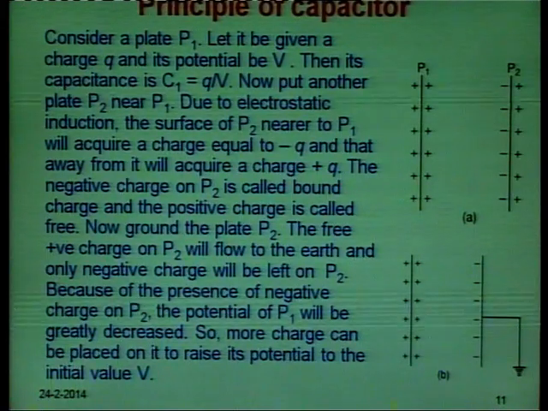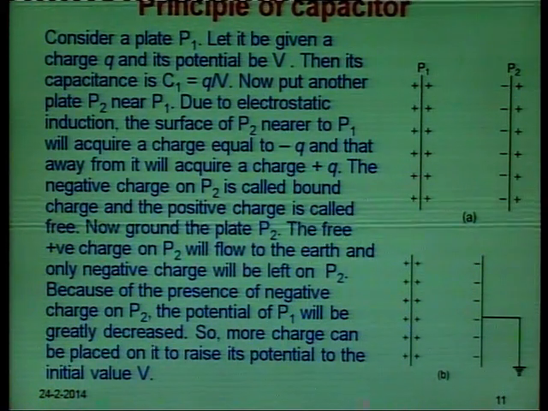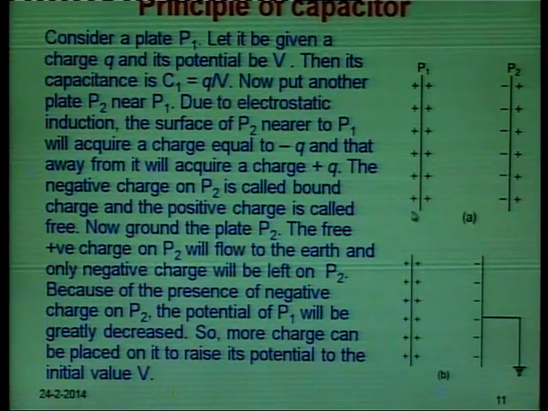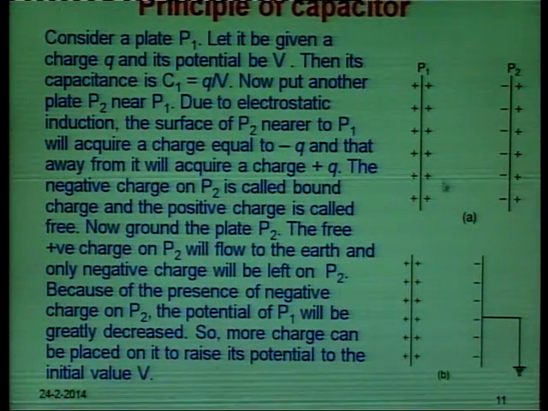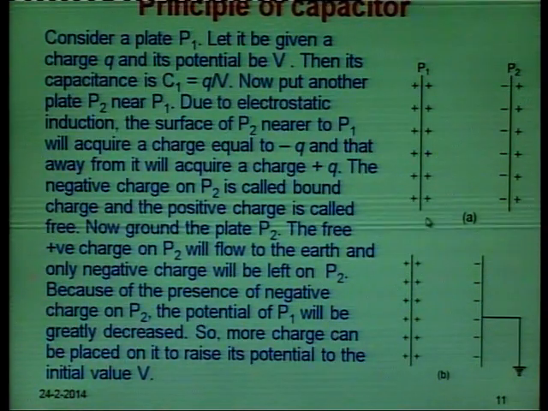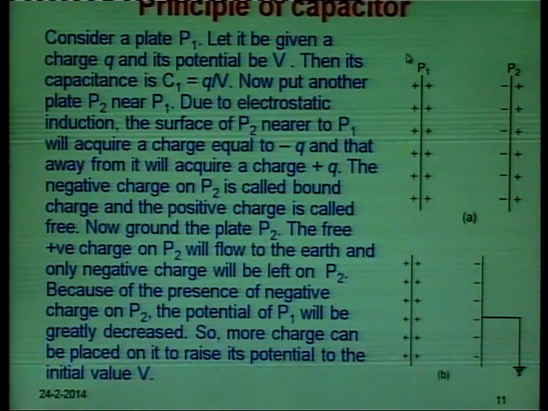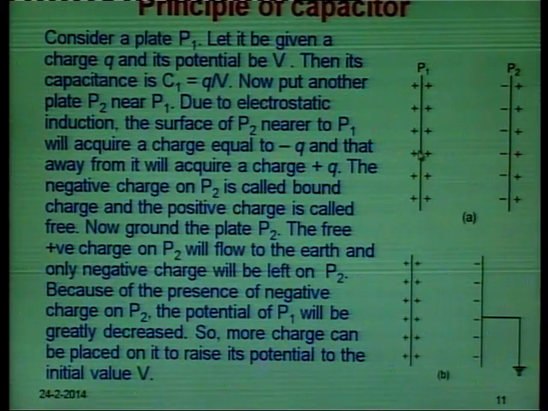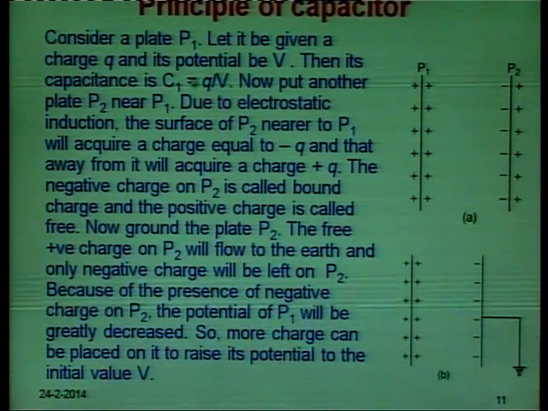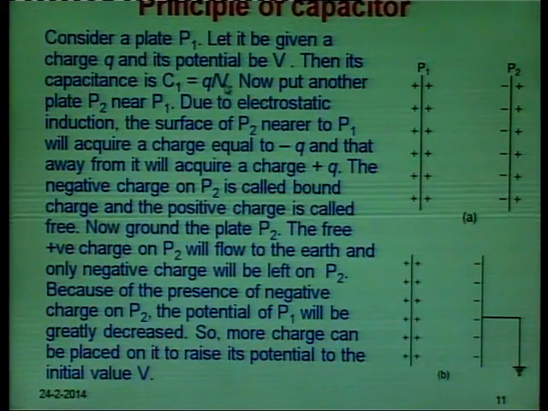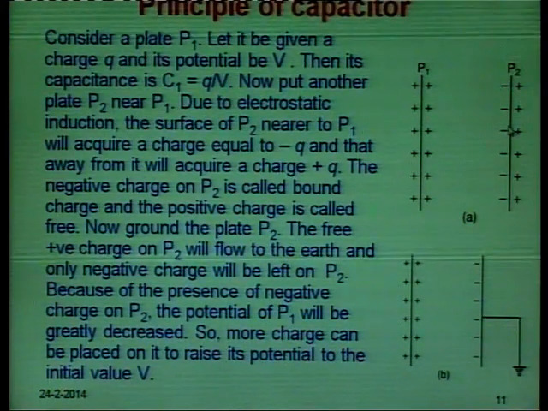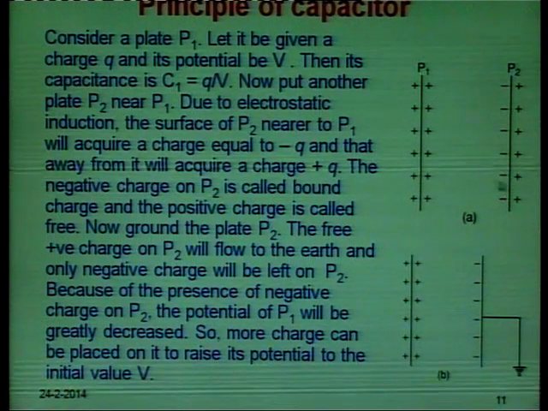Now, let us see what is the principle behind a parallel plate capacitor. First, let us consider plate P1. Let this plate be given a charge q. When you place a charge on a conductor, we have just now studied that its potential increases. Let us say its potential is V. Then capacitance, which is the ratio of charge to potential, is given by q by V. Now, what do we do? We bring another plate P2 near to P1.